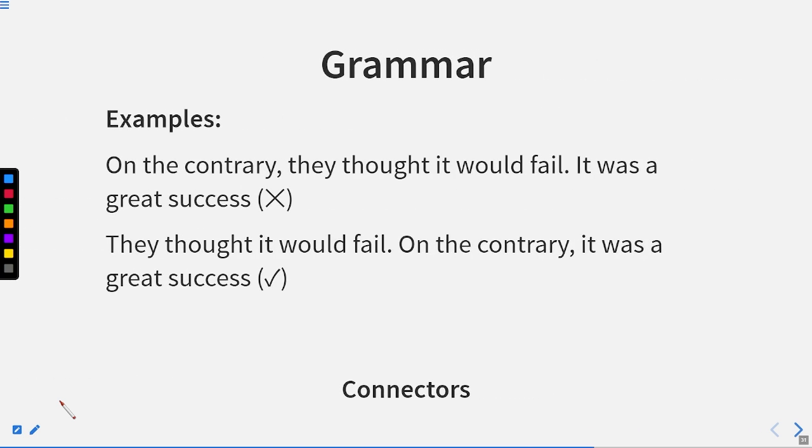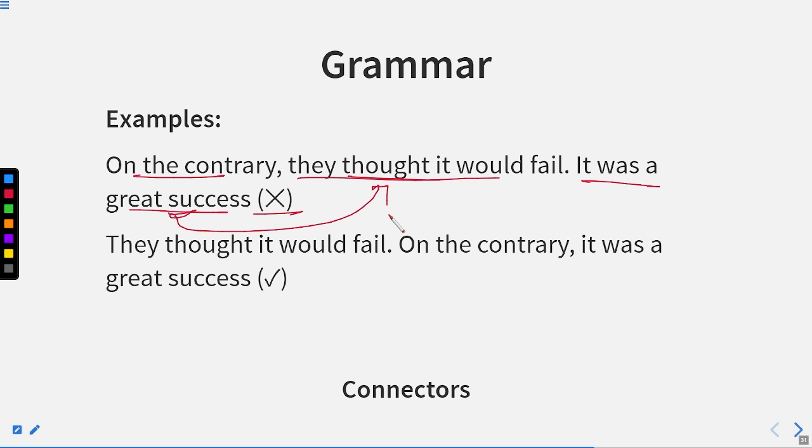Now let us have some examples. "On the contrary, they thought it would fail. It was a great success." Now this sentence is incorrect. Why so? Because it begins with "on the contrary", which is incorrect. And "they thought it would fail" is not showing the contradiction. What is the contradiction? "It was a great success." So this is the contradiction.